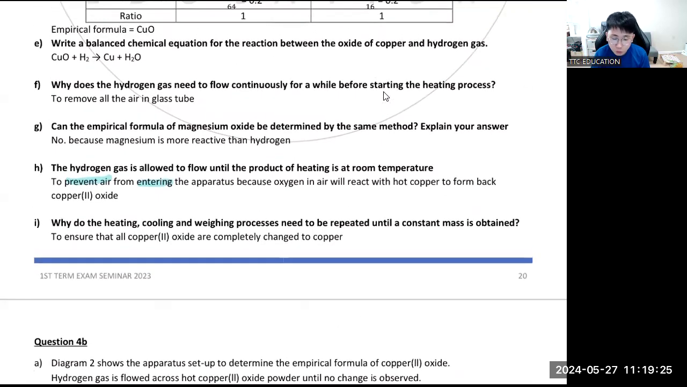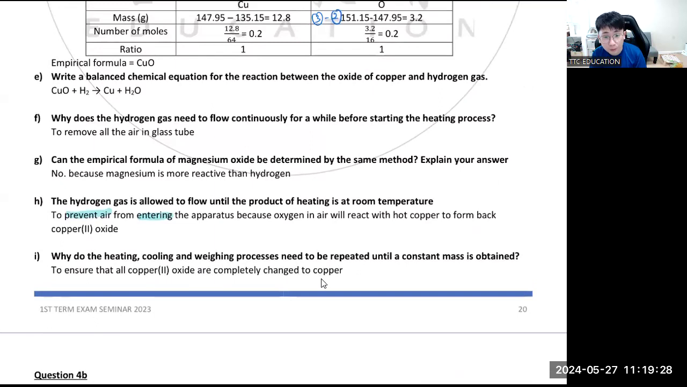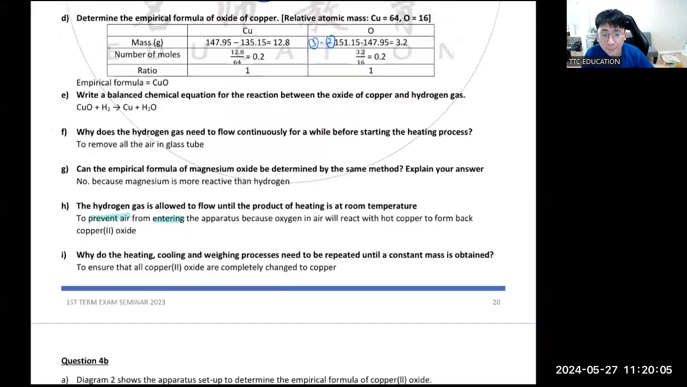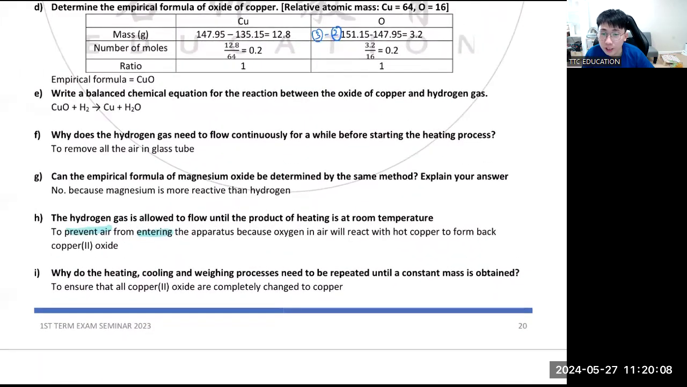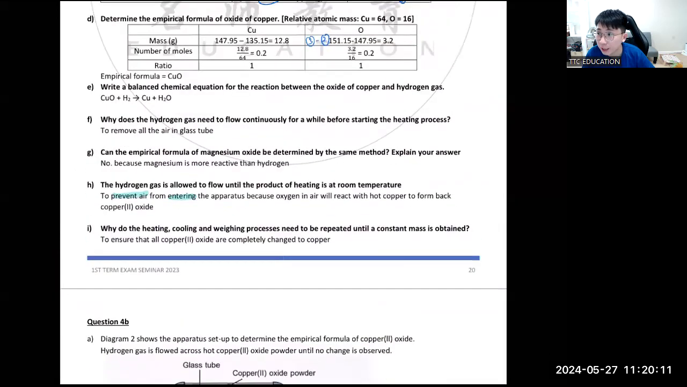So we have to do that to ensure all the copper oxide is completely changed to copper. If your mass is still decreasing, it means some of it is still copper oxide. You repeat your heating, cooling, weighing until your mass decreases to one point, and you keep repeating but the mass remains the same. Then you know your experiment is done. Okay, your reaction is complete. So this is your empirical formula for your copper oxide. One question on this, and then I do one question on the magnesium one.